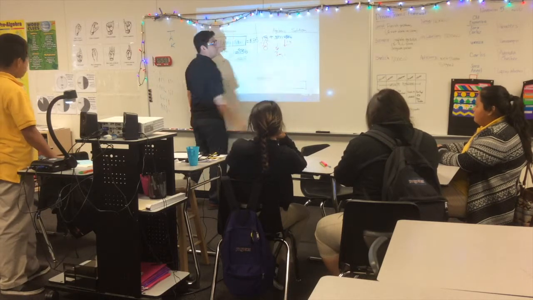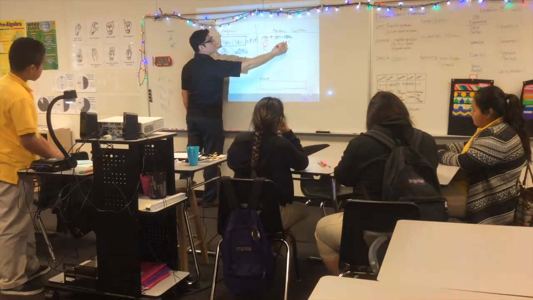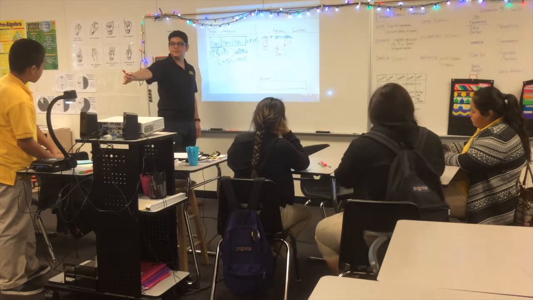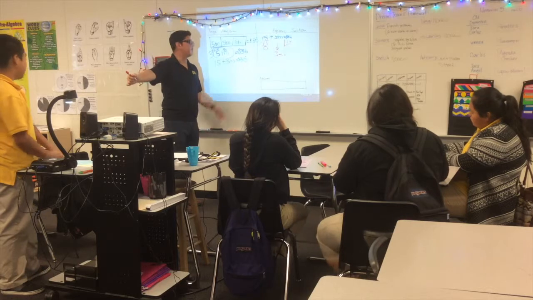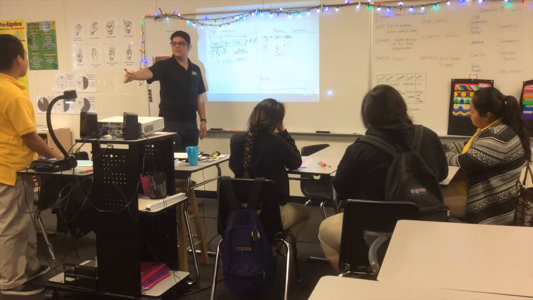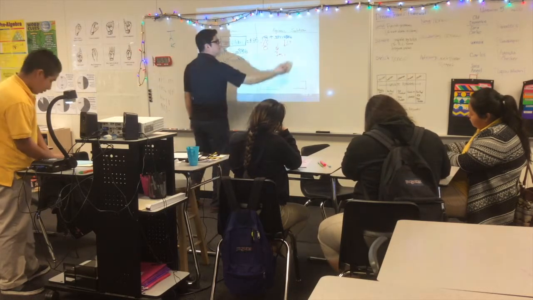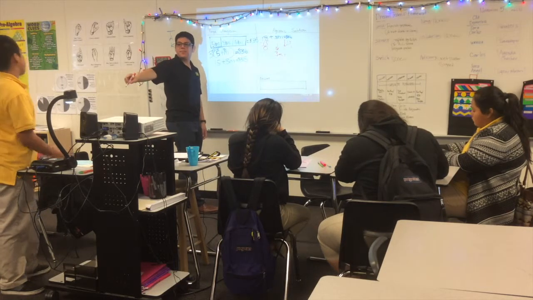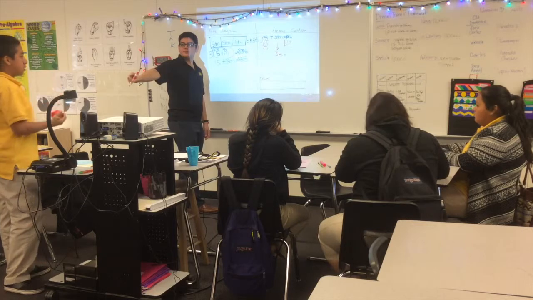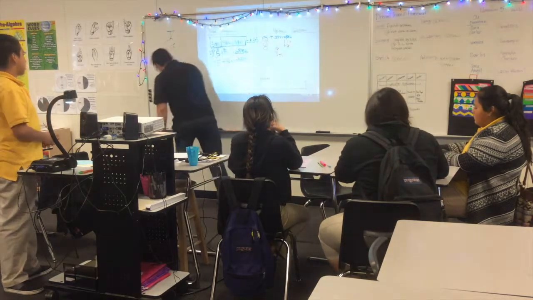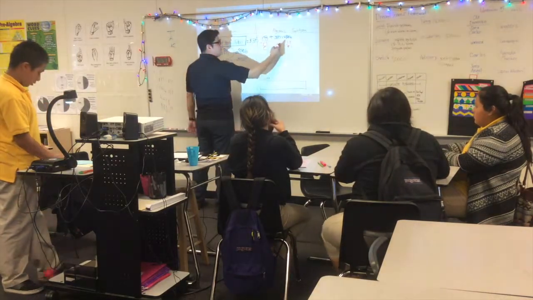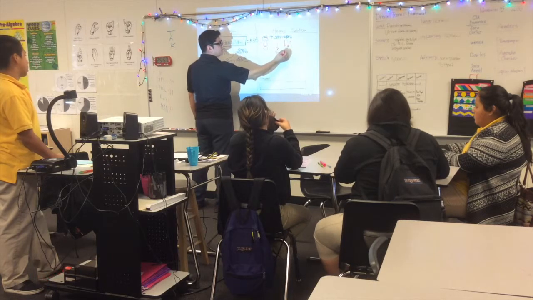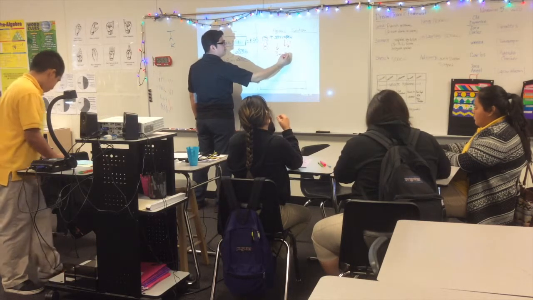36 minus 15. What's 6 take away 5? 1. Good. 3 take away 1? 2. Good. But doesn't it have to be negative? No, because that's positive. You don't have enough negatives to make it negative.